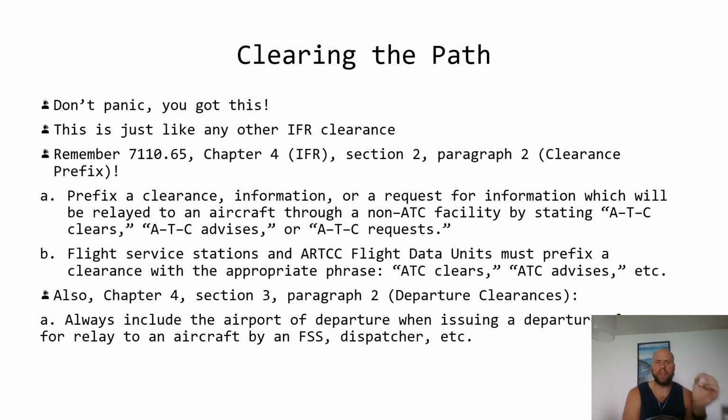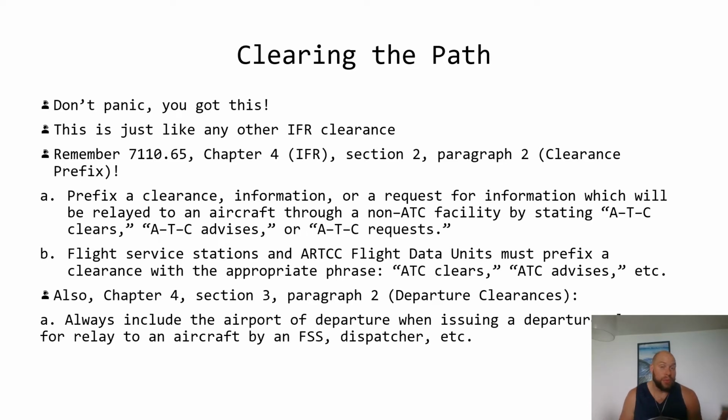Also, just recall that Chapter 4, Section 3, Paragraph 2, under departure clearances, Airways, says to include the airport of departure when issuing a departure for relay to an aircraft by flight service, dispatcher, etc. So in this case, we are talking to TaterJet dispatch, wherever that office is located, and we are aware that they are not an air traffic control specialist. So we are going to make sure we say ATC clears and also include the departure airport for clarity to make sure we are all on the same page.